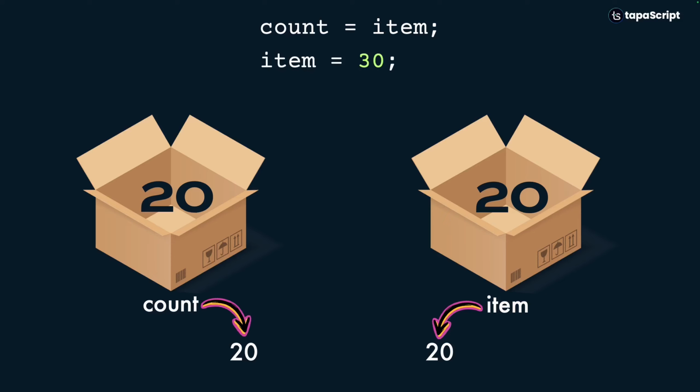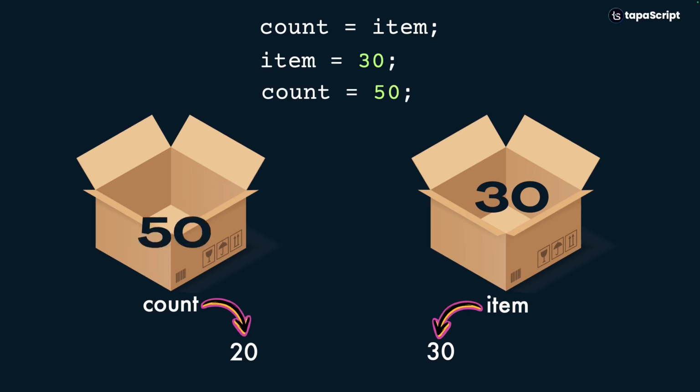Now if we do item equals 30, we will be only changing item's value to 30. Count will be unchanged unless we assign something again to count, like 50, then the count value will be 50. So this is how pass by value, this is how value assignment works in JavaScript. The next thing we are going to do is talk about non-primitive or object types and see how object assignments, object copy, all these things are going to work.